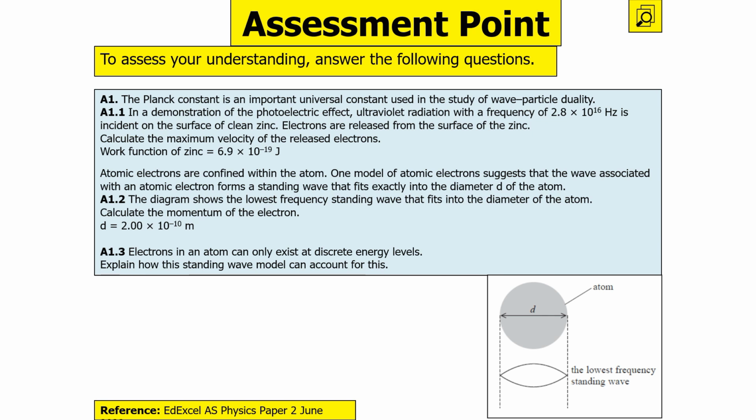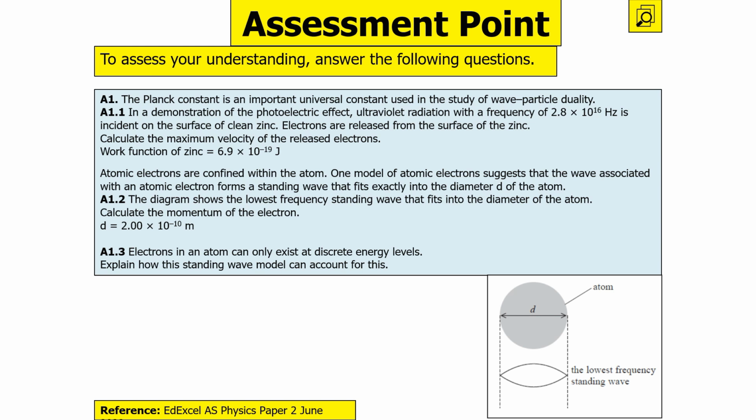The next question says, the Planck constant is an important universal constant used in the study of wave-particle duality. In the demonstration of the photoelectric effect, ultraviolet radiation with a frequency of 2.8 times 10 to the 16 Hz is incident on the surface of clean zinc. Electrons are released from the surface of zinc. Calculate the maximum velocity of the released electrons. The work function of zinc is 6.9 times 10 to the minus 19 joules.